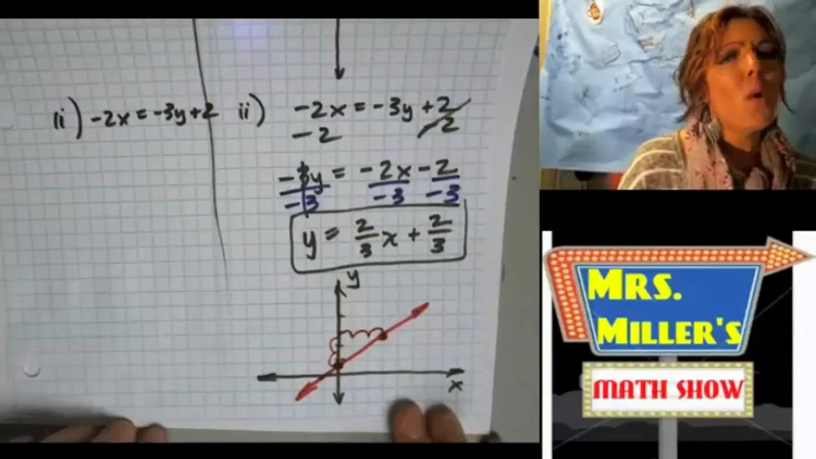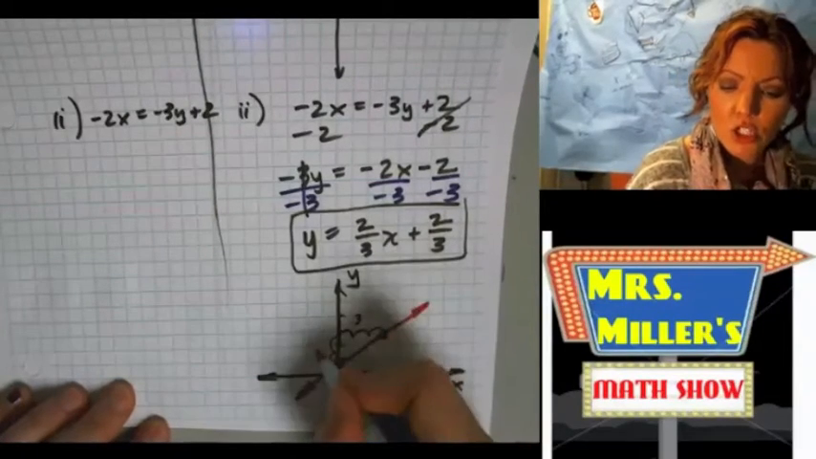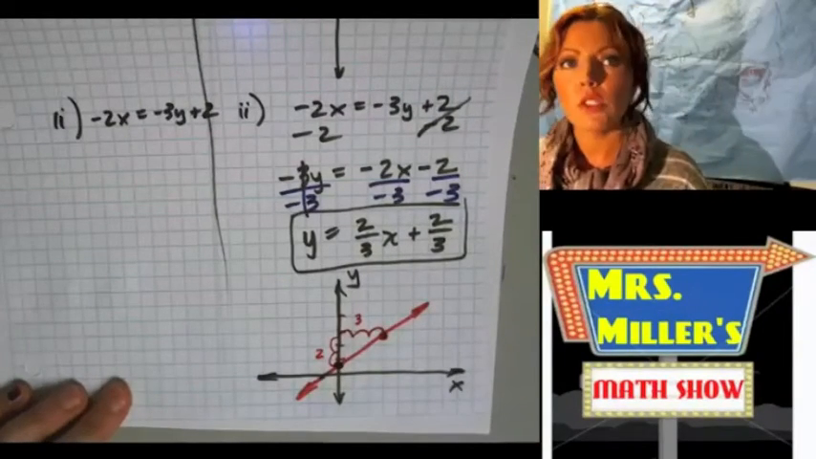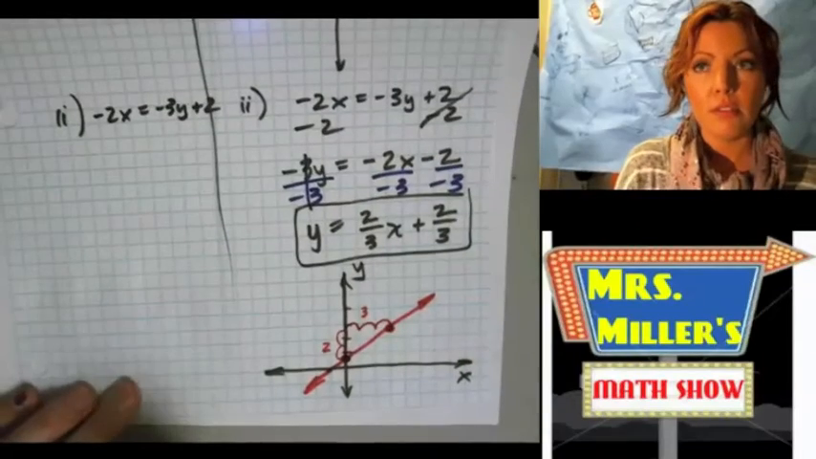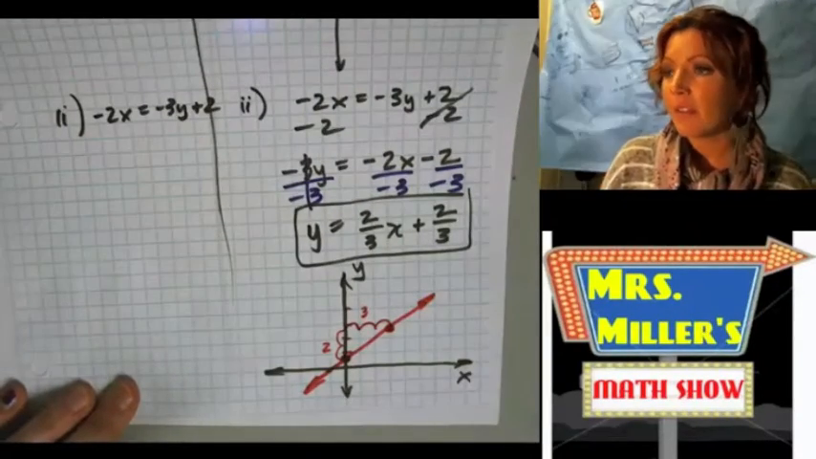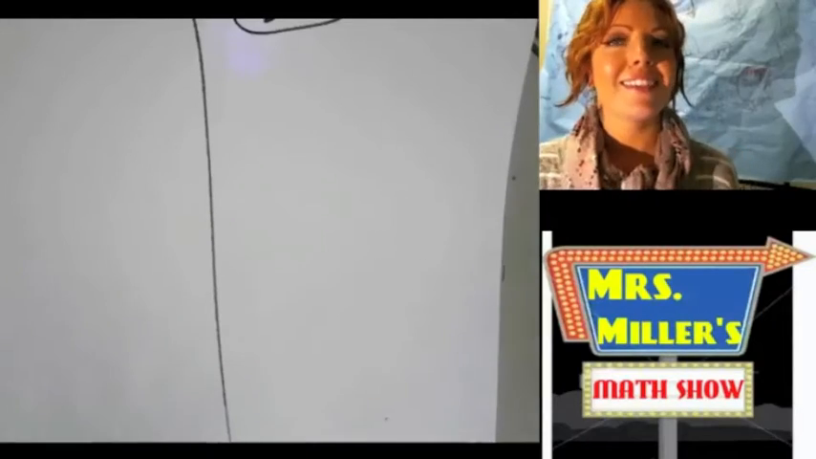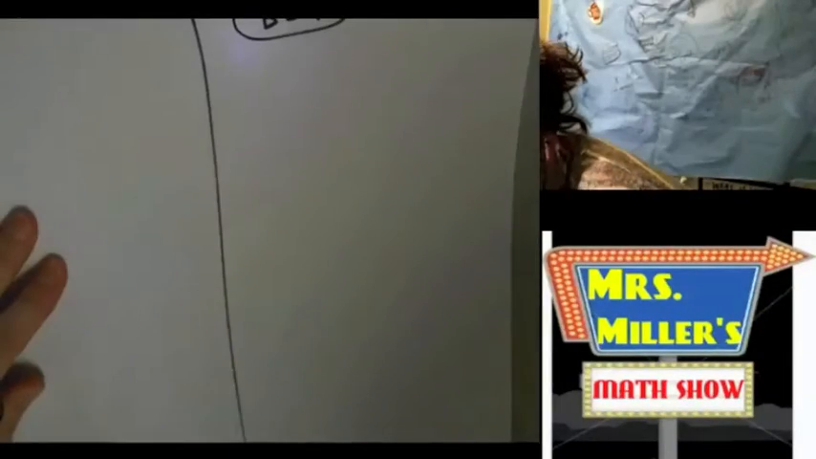Okay? Questions on that? This is the 3, this is the 2. Questions? Okay. Does everybody have that on their paper? Yes? Okay. Last example. Yay. All right. Last one.